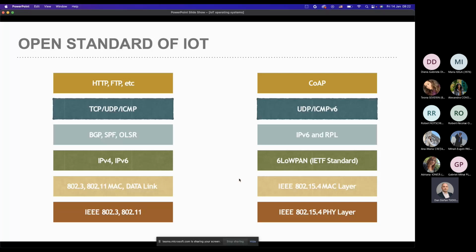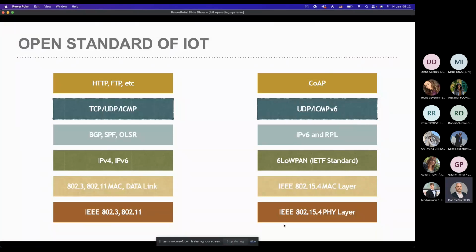And at the base of it all, instead of 802.11 or 802.3 standards, we have 802.15.4 as a MAC layer and as a physical layer, which we have talked a lot about in the previous lectures. So there are some particularities for IoT applications, and an operating system that actually employs IoT devices usually implements applications and different programs and protocols from this stack on the right here.